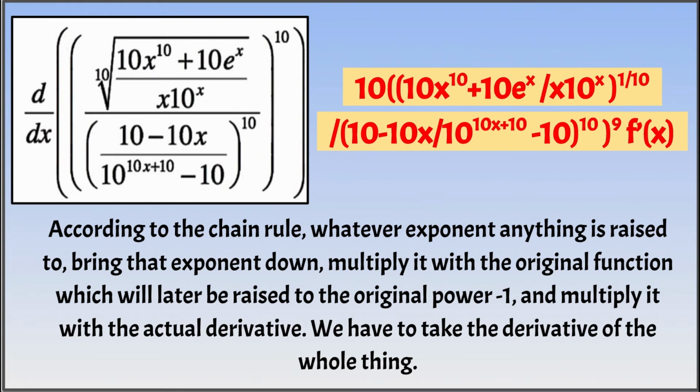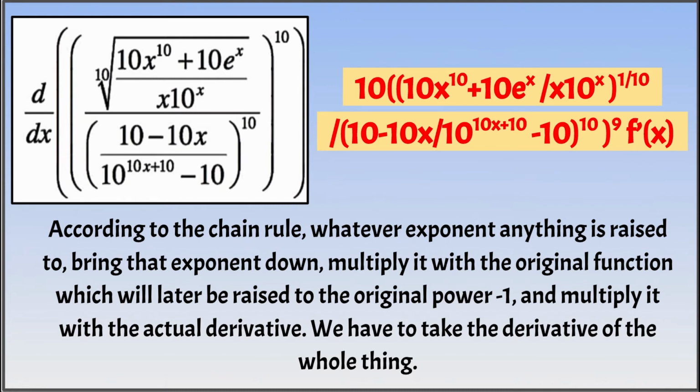According to the chain rule, whatever exponent anything is raised to, bring that exponent down, multiply it with the original function which will later be raised to the original power minus 1, and multiply it with the actual derivative. Now comes the tedious part where we have to take the derivative of the whole thing.